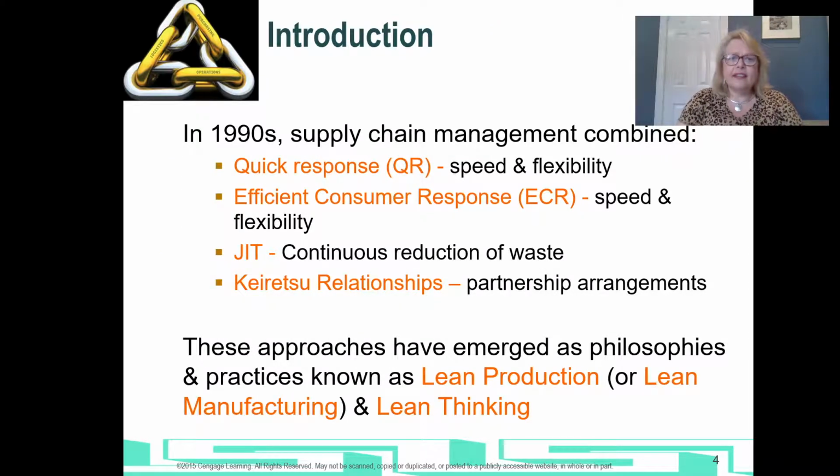So in the 90s, supply chain management combined quick response, which meant that we had a lot of ability to ebb and flow as the market demand changed. Efficient customer response, JIT, which stands for just in time. And the concept of just in time is, if you can think about at your house, you have this much milk left in the refrigerator. You want the next gallon of milk to come when you're almost out. You're not all the way out because you need to have milk in the house, but you don't want to have 4 gallons sitting there because they're going to go bad. So JIT is just in time.